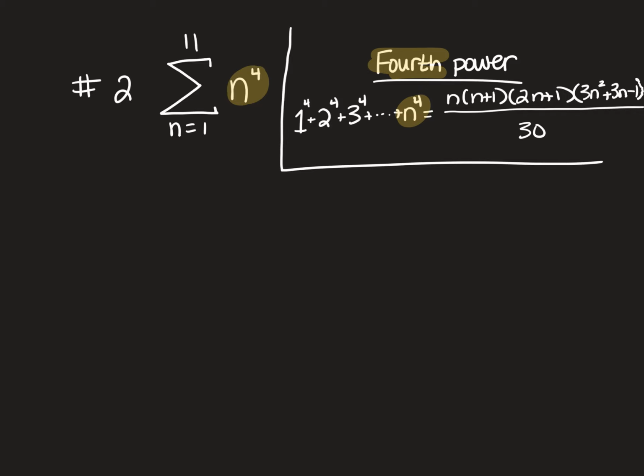Okay, so again, back to the formulas that Mr. Middleman showed us in the video. You find the correct formula by looking at the power of the generator. In our case, we have a power of 4, which means we're going to our fourth power formula.